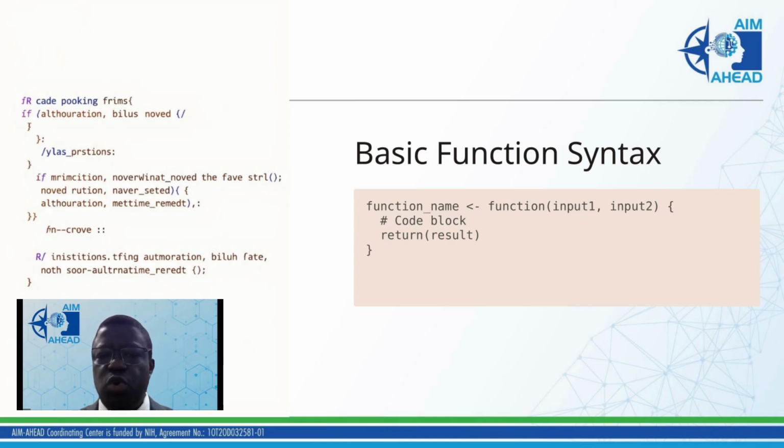3. Code block. This section encompasses the core logic and operations that your function will perform, transforming the inputs into meaningful outputs. 4. Return statement. Finally, the return statement explicitly specifies what the function will output after execution, allowing for seamless integration into broader analyses and workflows. Now, let's proceed to illustrate these concepts with a practical example.